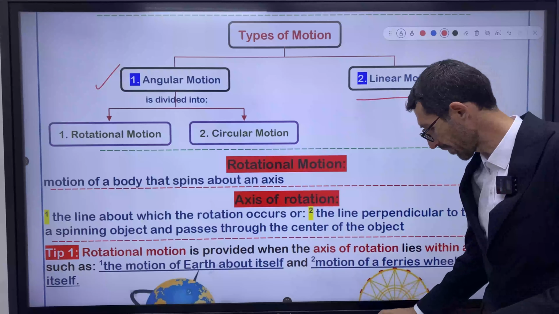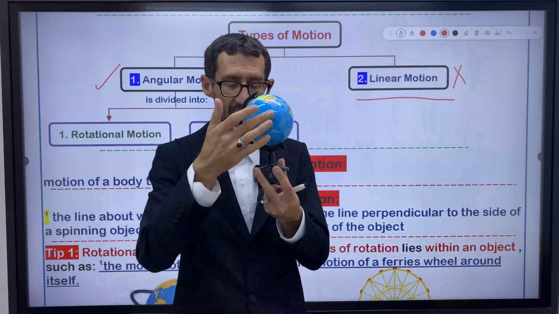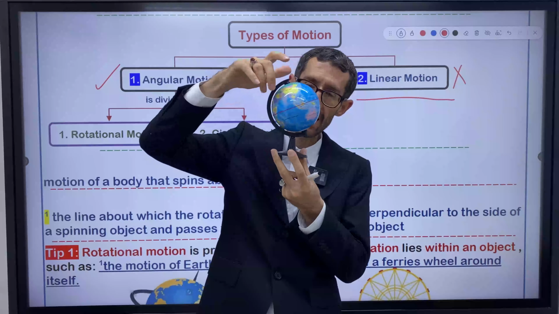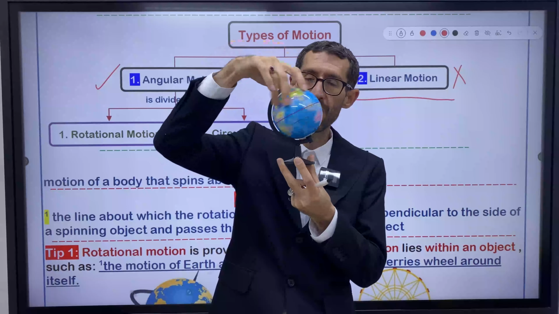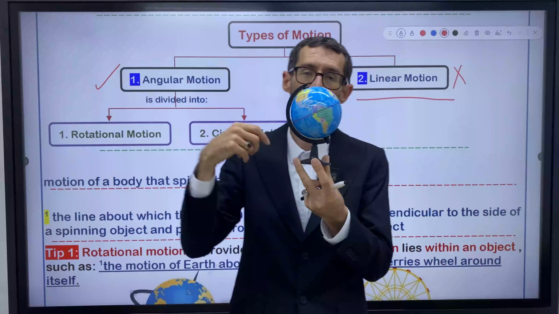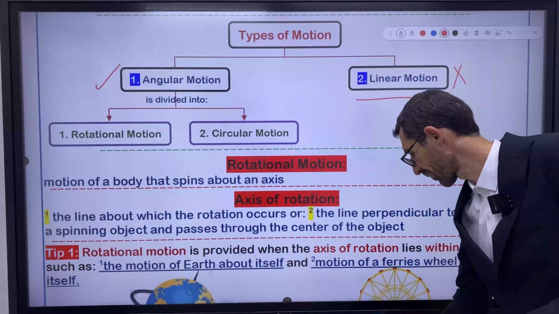Rotational motion is like this Earth globe. We have an Earth globe here. This Earth globe rotates about its axis. So rotational motion is the motion of an object that rotates about itself. It rotates about its axis. This is called rotational motion, right?